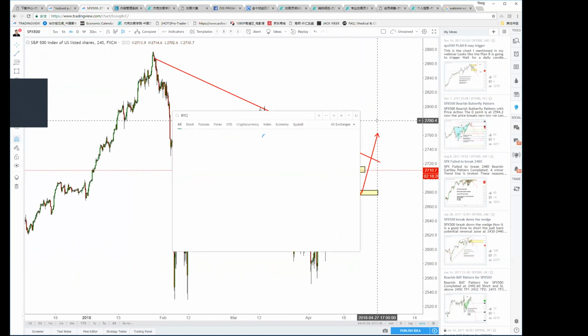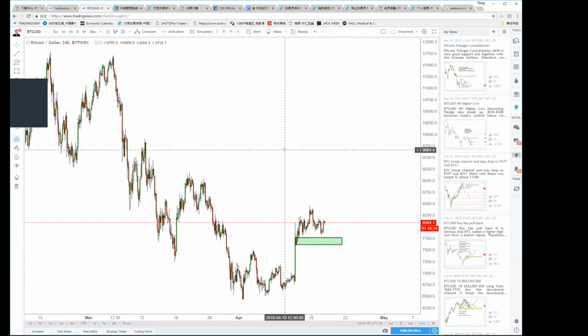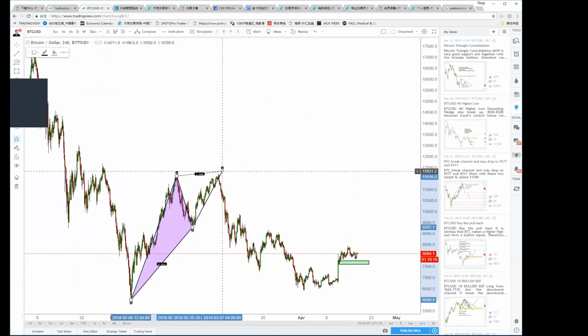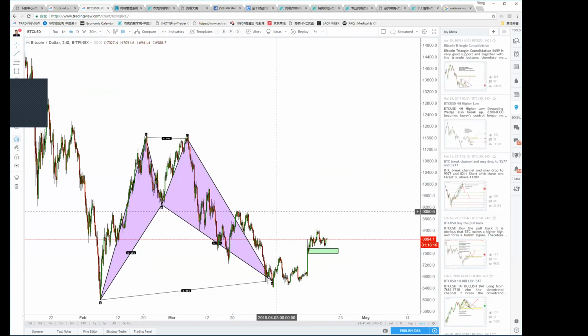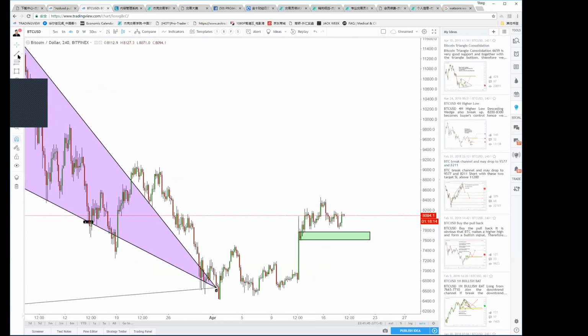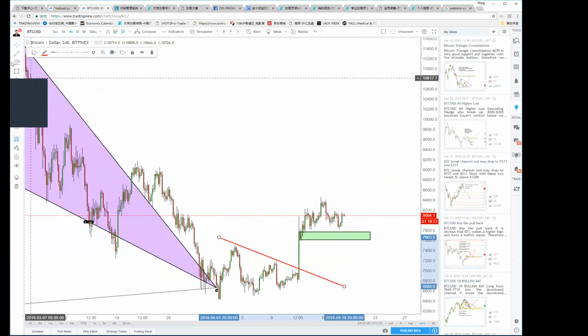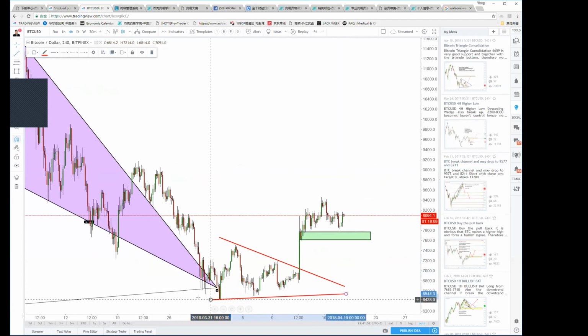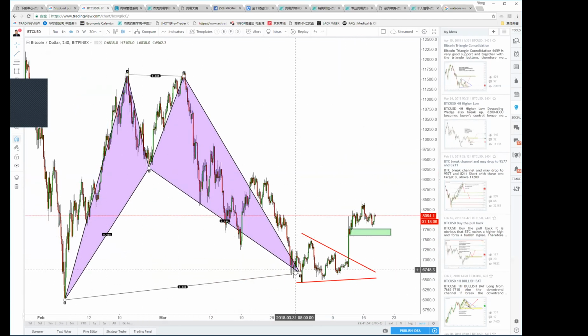Lastly, we talk about the BTC. The Bitcoin has completed this beautiful bat pattern, right? Which I published on TradingView. And then it was followed by a triangle. Why does my triangle work? Because I know that it's a part of the bullish bat pattern.